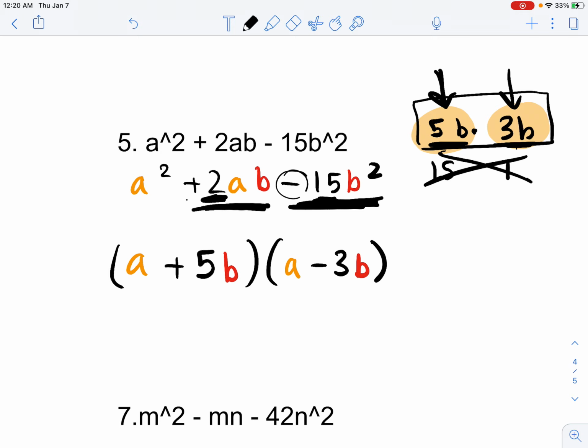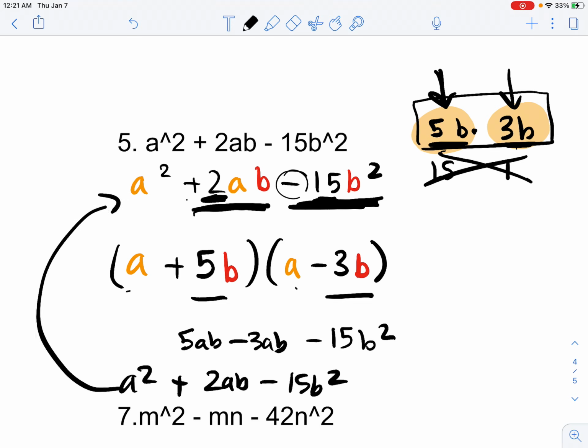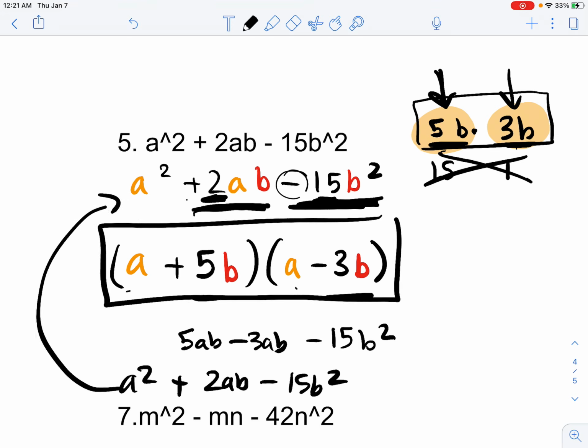Now, to make sure, 5b times negative 3b is negative 15b squared. 5ab minus 3ab is 2ab, positive 2ab, so that's correct. And a times a is just a squared. And that's exactly what you have before you factored it out. So this is your answer.